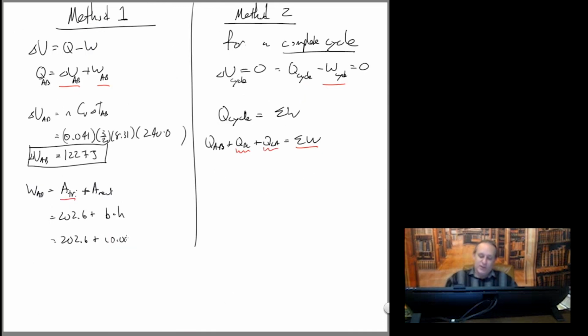So 0.002 is the base, and the height was just 1 atmosphere, or 1.013 times 10 to the 5th. So that is 202.6 joules also. So the work AB is just 405.2.